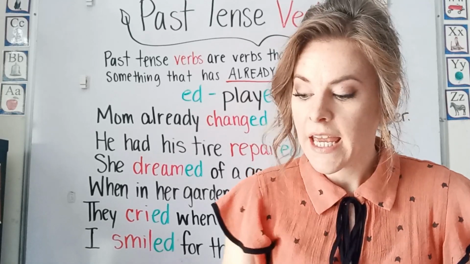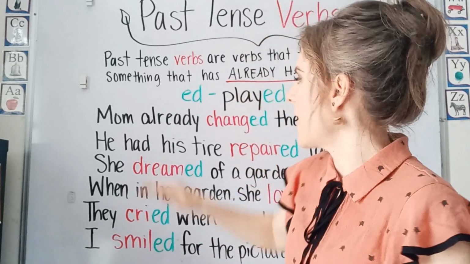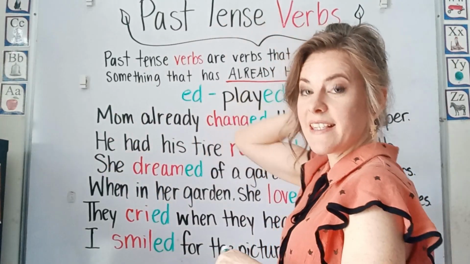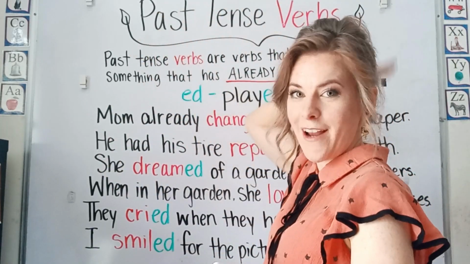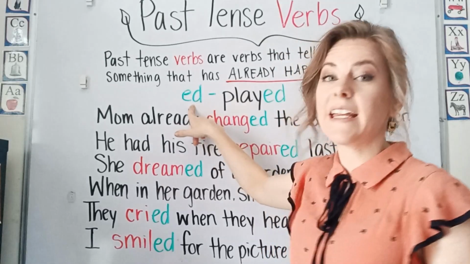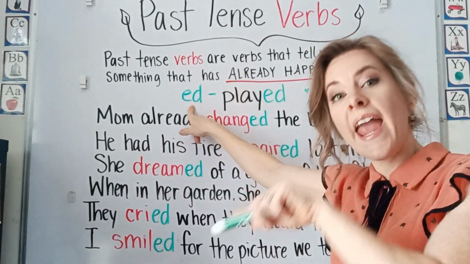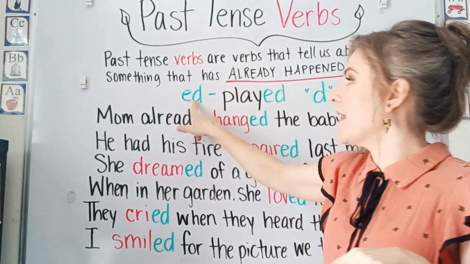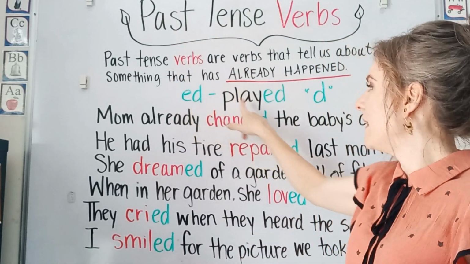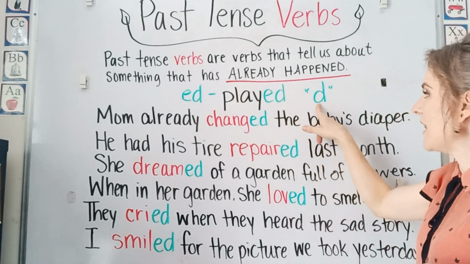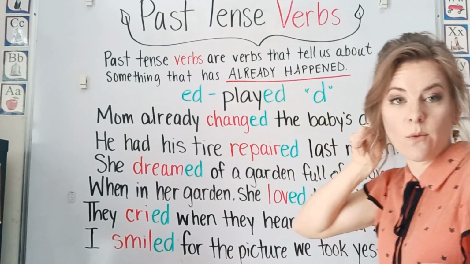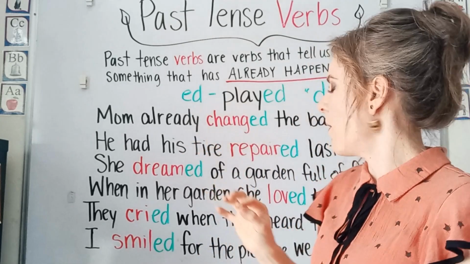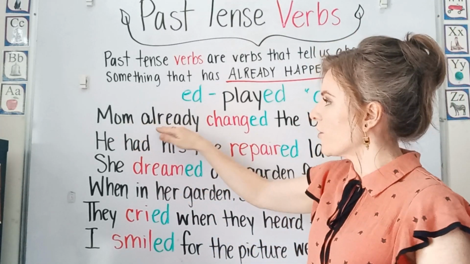We have taken these verbs that we have up here and we've changed them to be past tense, something that's already happened, and we added an ed to the end of them to make them past tense. But this ed in played sounds like a D sound. It sounds like D, D, D. Okay? So let's look at our first sentence.